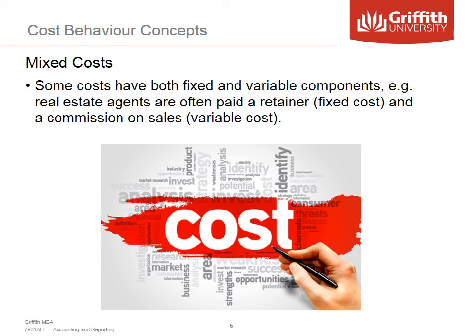Now, somewhere in the middle of this discussion is another type of cost which is known as a mixed cost. And a mixed cost is very simply one which can be pulled apart to show that it has one component which is fixed and another which is variable. And so a very good example there is the commission which is paid to a real estate agent, which is usually based on a fixed component, regardless of how high the sales dollar is, and a commission, a sliding scale, which is likely to go up and up and up, depending on how high the selling price is.